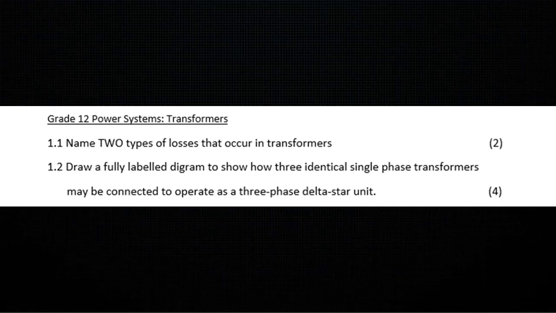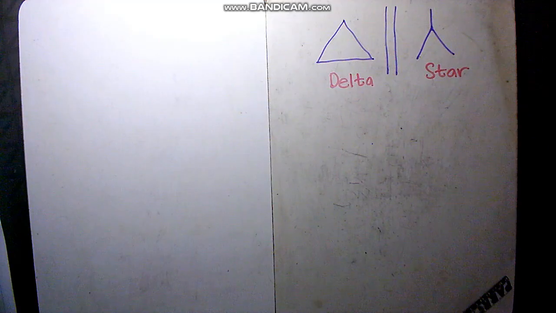Draw a fully labeled diagram to show how three identical single-phase transformers may be connected to operate as a three-phase delta star unit. So we're going to draw three single-phase units to represent a delta connection on the primary and a star connection on the secondary. We have a three-phase delta star transformer, but we're going to draw three single-phase units to represent a delta star connection.